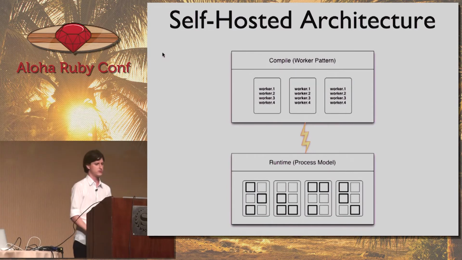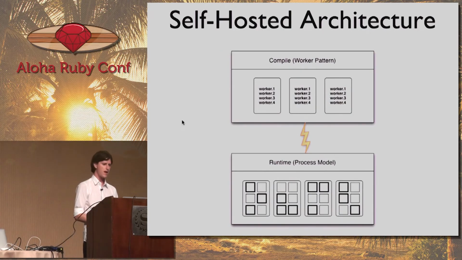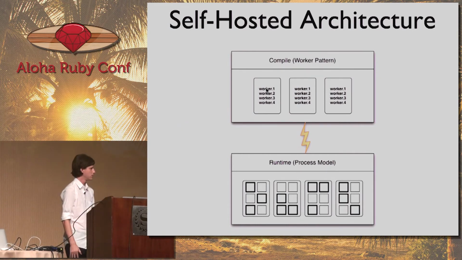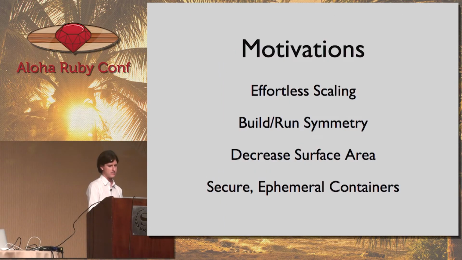So the challenge is to take these compile servers that are kind of a worker pattern. They're running a work queue of just kind of guys sitting there waiting for a job to run on this server. And I want to move this down to the runtime, to the process model, which is how the product actually works. And so I want to get these guys running in a Heroku app effectively.